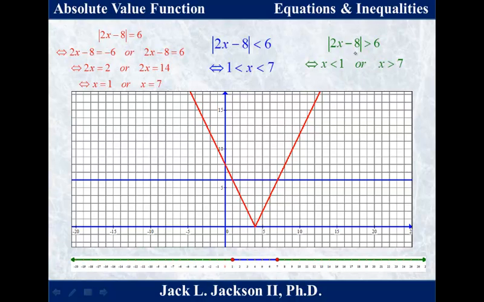If you're wanting absolute value greater than 6, where does that happen? That's when the V shape there is above the horizontal line, and so that'll happen to the right of 7 and also to the left of 1.